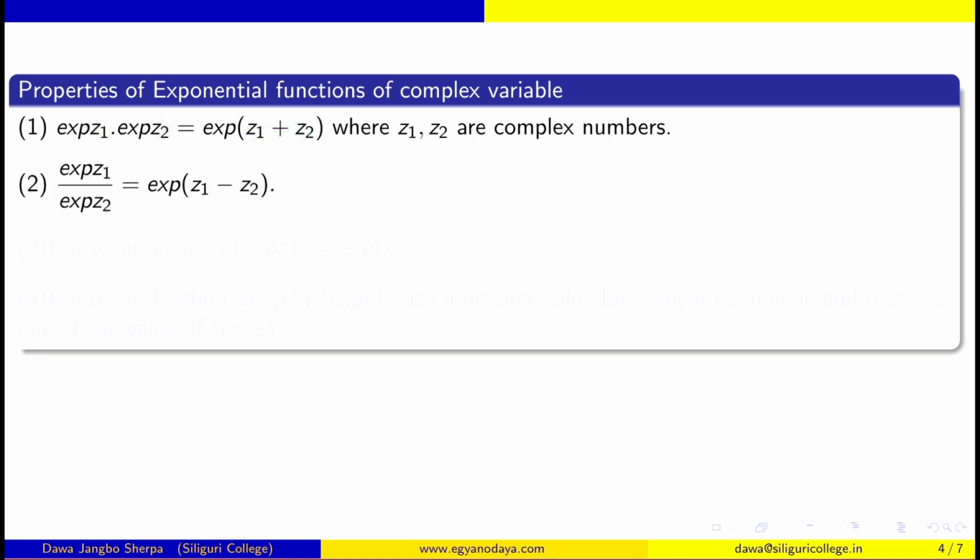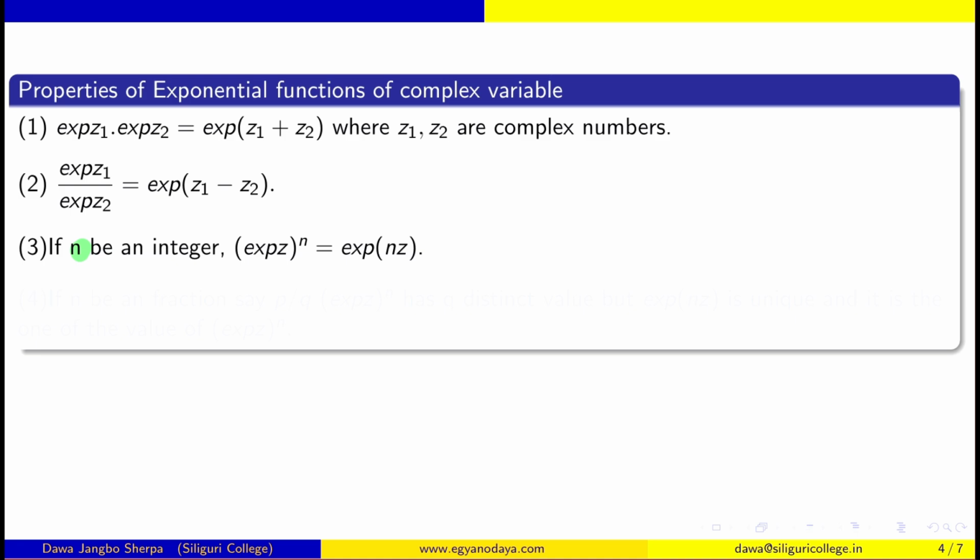Next is exp z1 by exp z2 is equal to exp of z1 minus z2. This is also similar to the case of real numbers. e to the power x1 by e to the power x2 is equal to e to the power x1 minus x2. We can write like this. So here also, exp z1 divided by exp z2 is equal to exp of z1 minus z2.